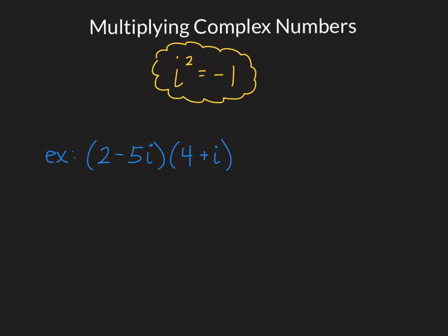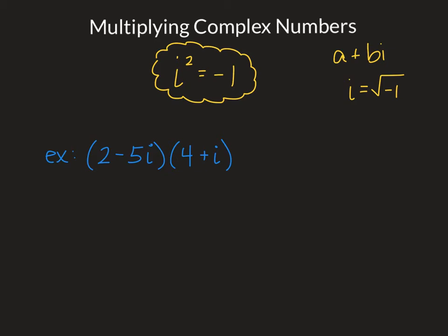Here we'll be multiplying complex numbers. Again, a complex number is a number of the form a plus bi, where a is the real part and bi is the imaginary part. i is the square root of -1, and therefore when we square both sides, we get that i squared is actually the real number -1.